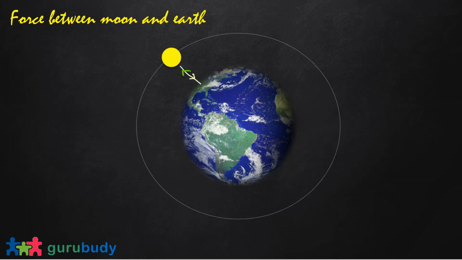So any two objects in the universe, they don't have to be planets, it could be your books sitting on the table. There is a force, and that force is attractive in nature, so it's pulling one towards another. Okay, and that force is called gravitation force, and we will learn a lot more.